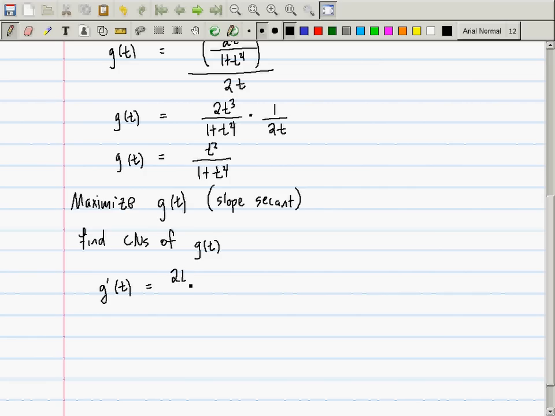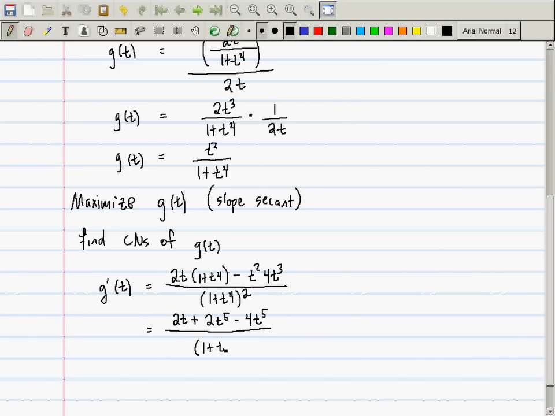So it will be 2t times 1 plus t to the fourth, minus t squared times 4t cubed, over 1 plus t to the fourth squared. That's the quotient rule. Okay, so then we'll simplify this. So this will be what? 2t plus 2t to the fifth minus 4t to the fifth, divided by 1 plus t to the fourth squared.